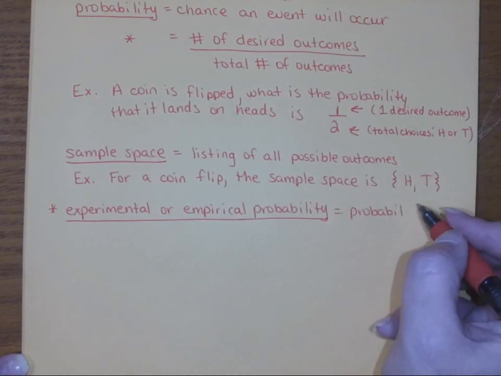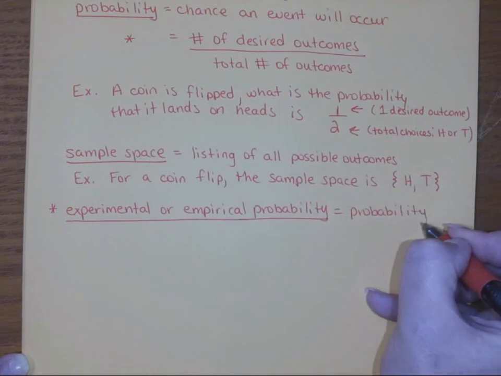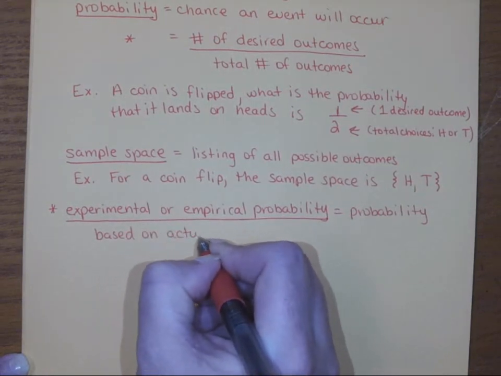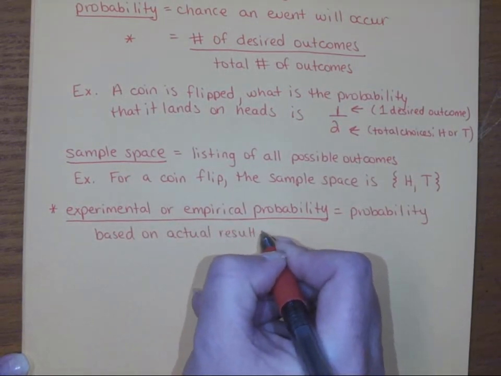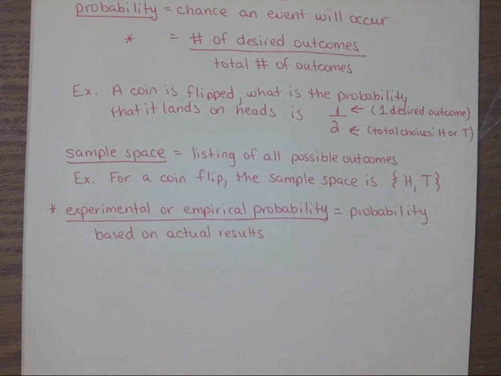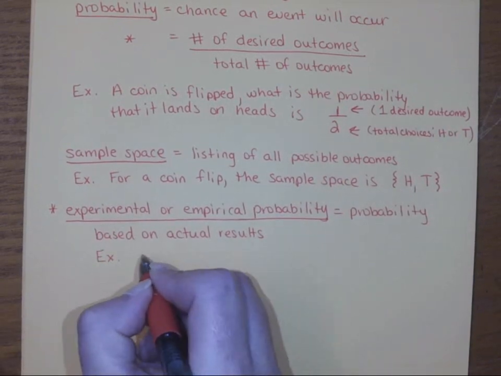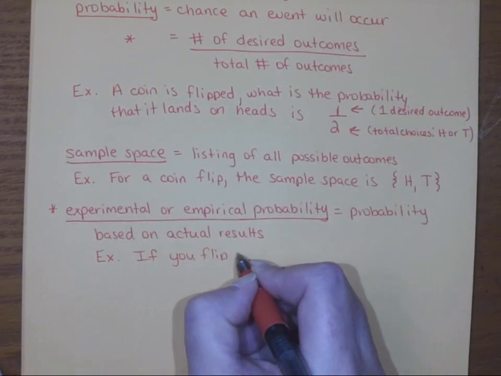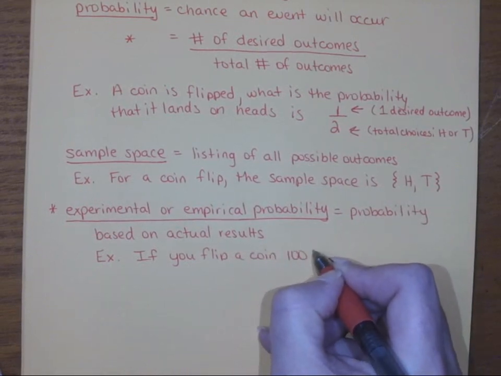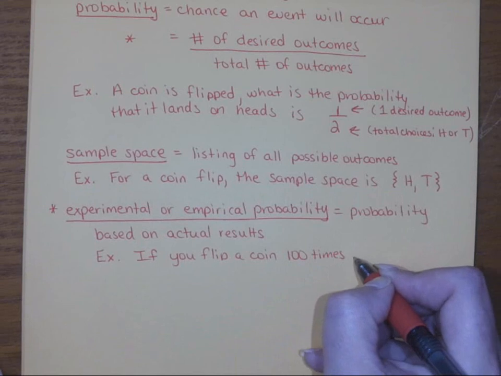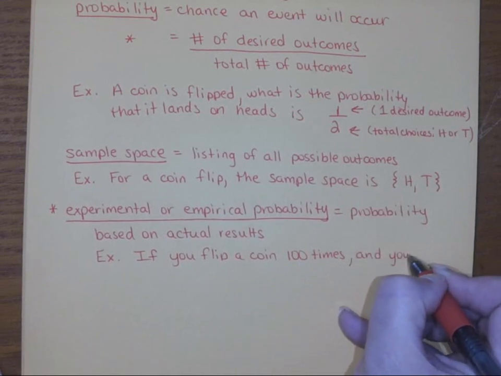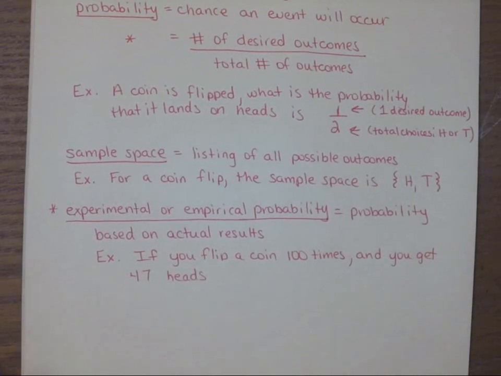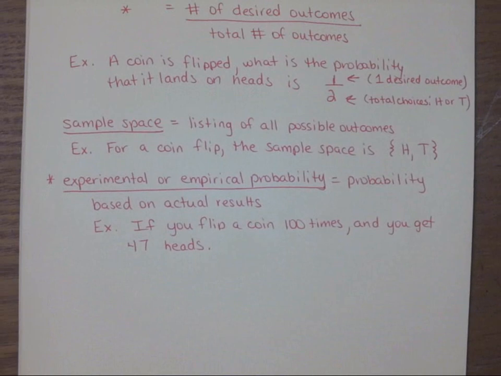So experimental or empirical probability is the probability based on actual results. That's why it's called experimental. Okay, so an example of that is, we're going to practice this maybe in just a minute, but if you were to flip a coin 100 times, and let's just say in your version of that experiment you get 47 heads. Okay, that's completely possible, right?